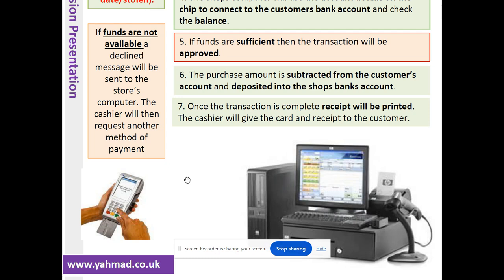If you're making a lower payment, obviously you can tap. The same processes will take place. The card will be checked to see if it's valid, and then the same process will be taking place to check if funds are available.